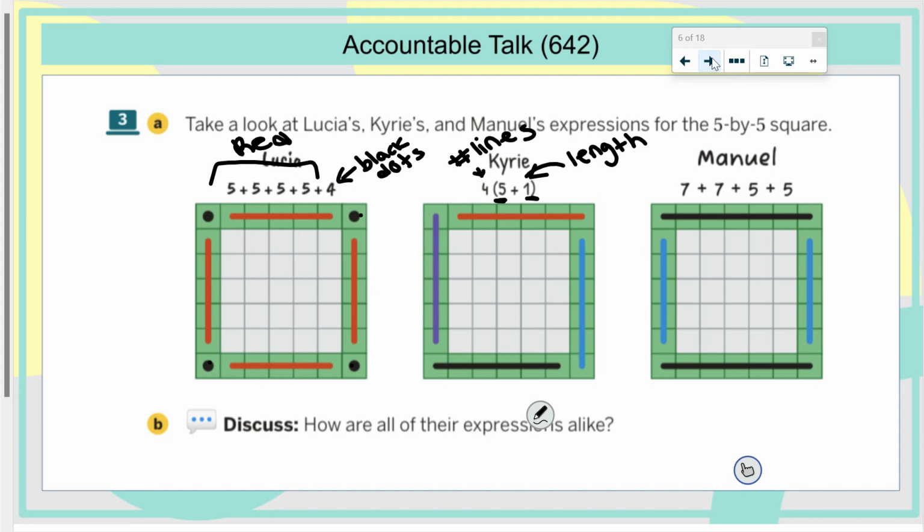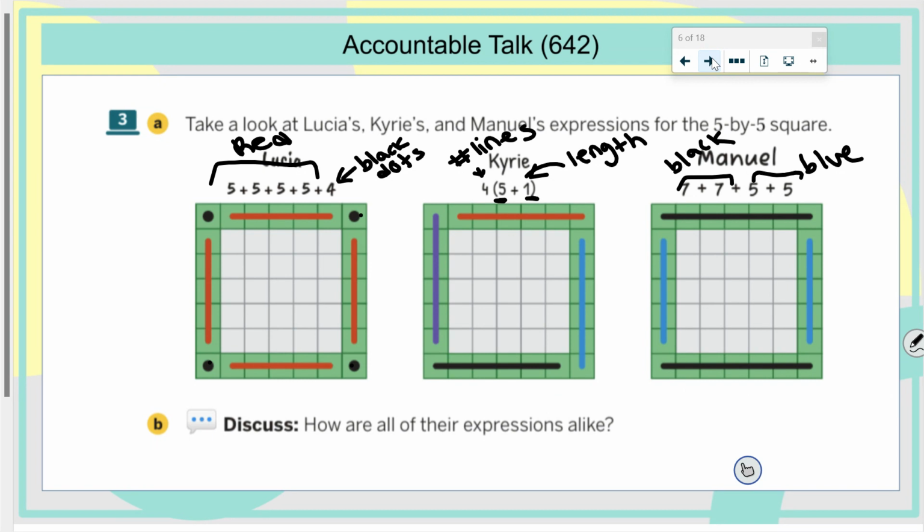Manuel has 7 and 7 plus 5 plus 5. 7 and 7 each represent the black lines. The 5 and 5 each represent the blue lines. All right, let's talk about how all these expressions are alike. Well, first off, they count out the number of border tiles, the green tiles. Number 2, they all equal the same thing.